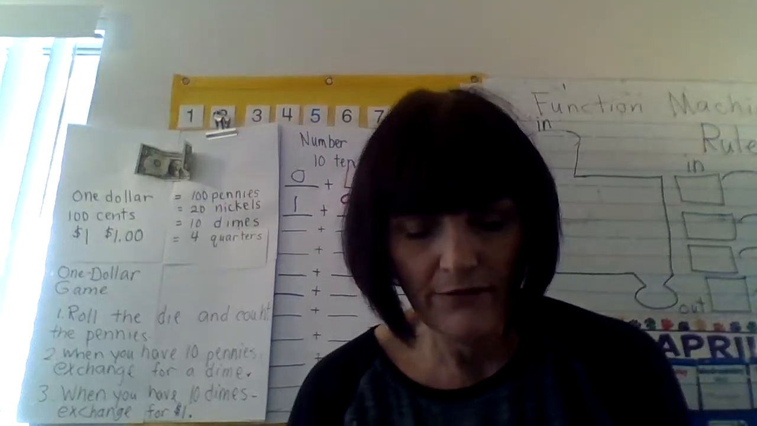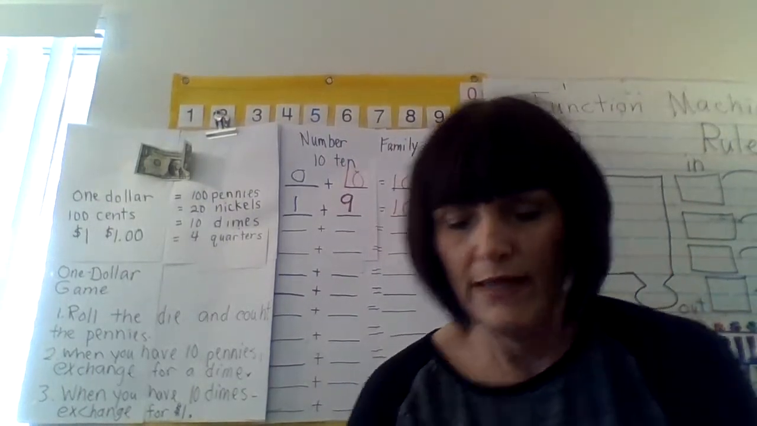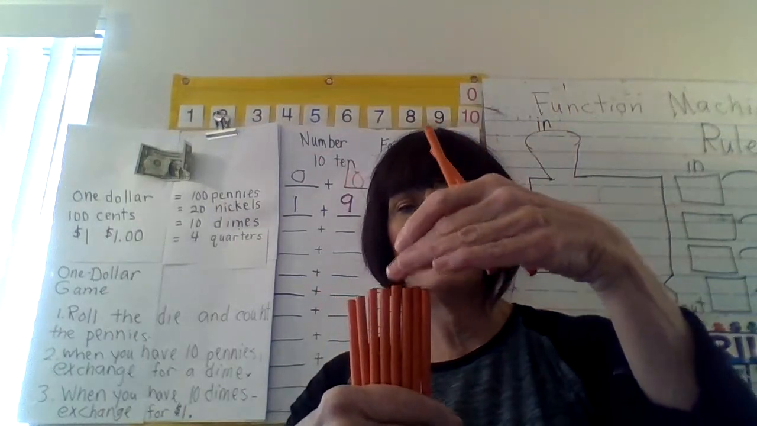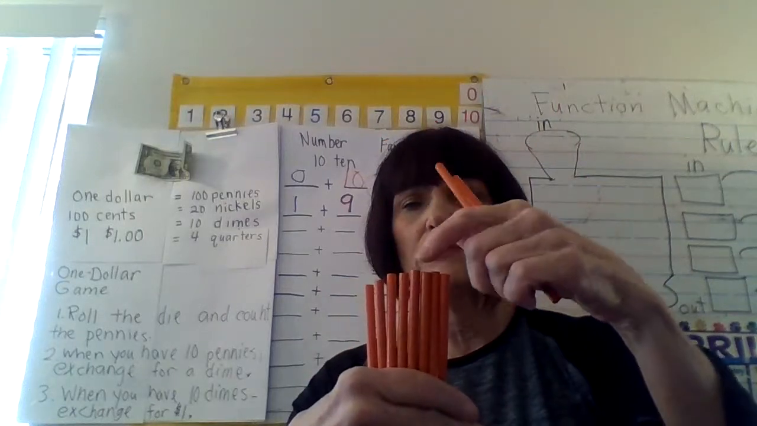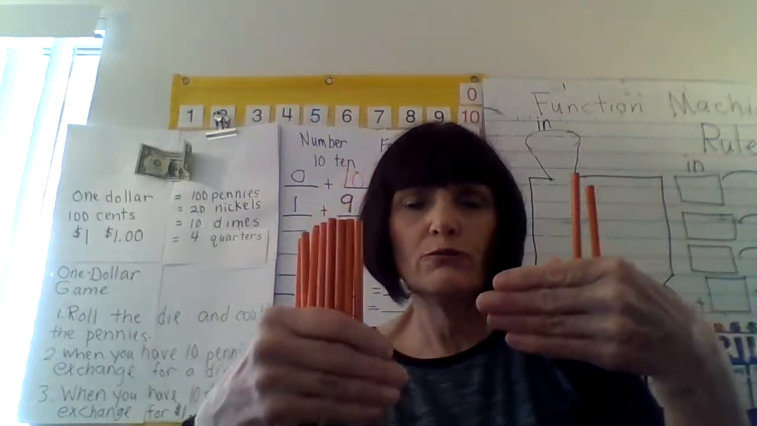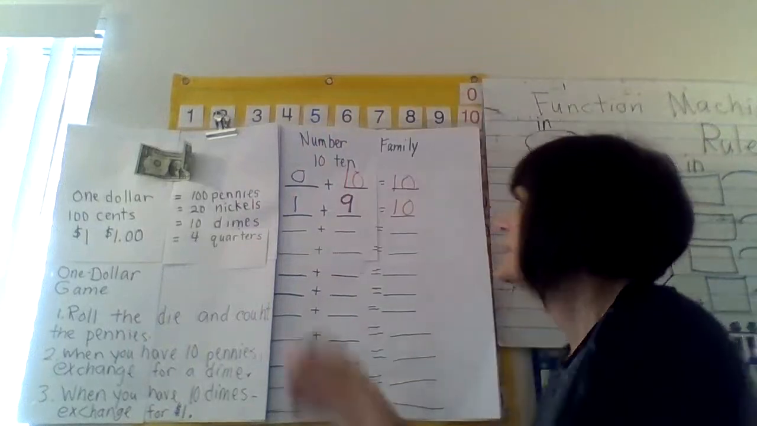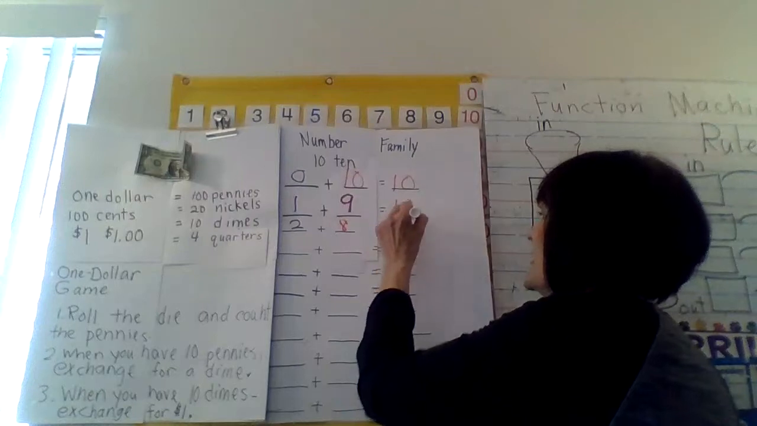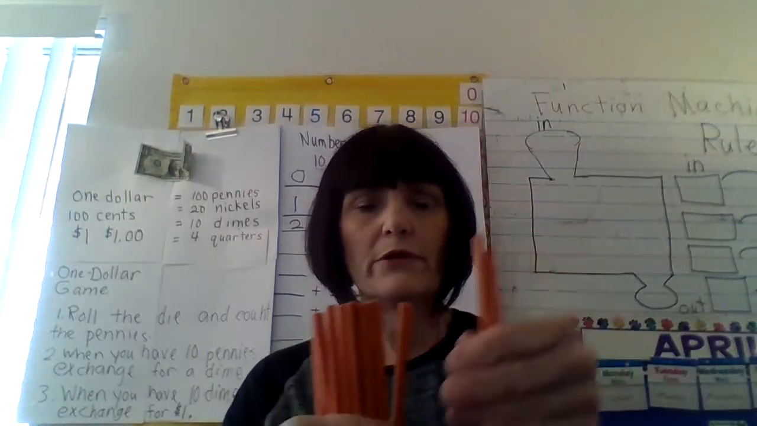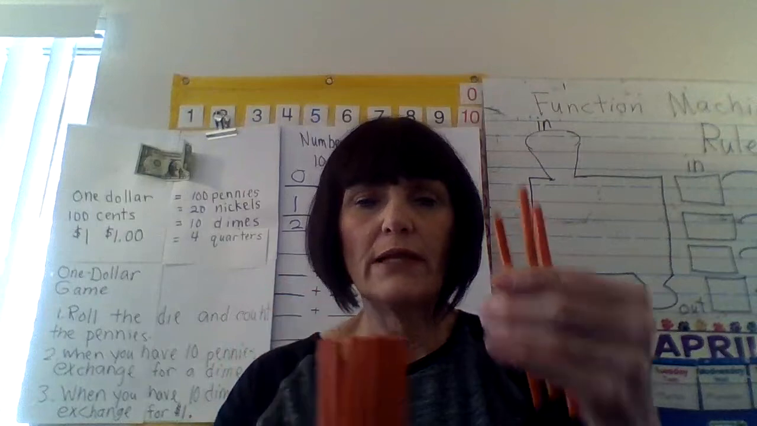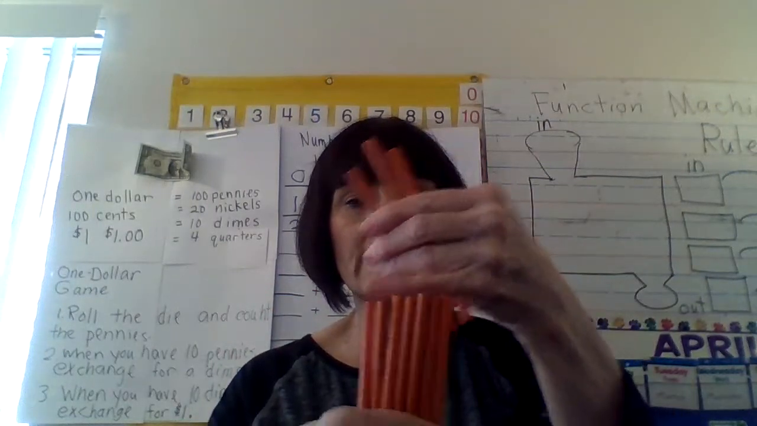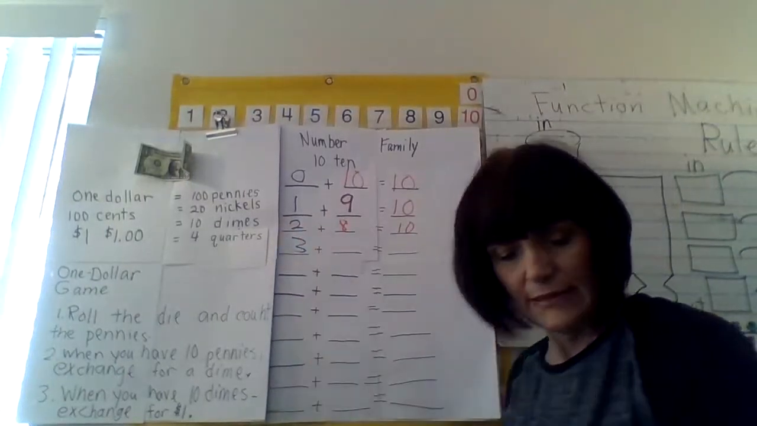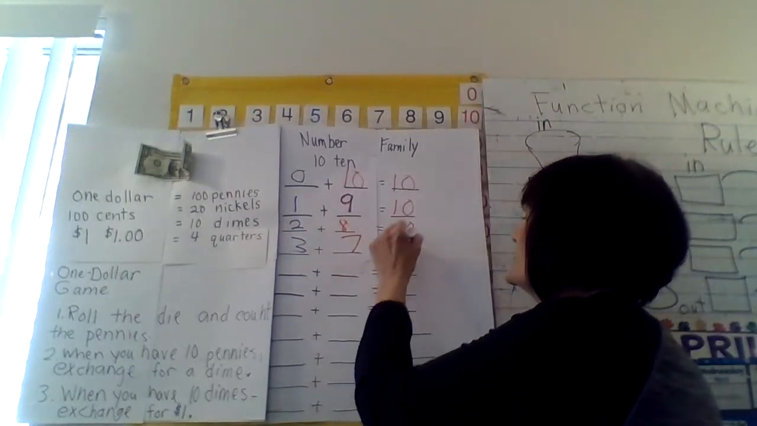If I put 2 in my left hand, how many will I have in my right hand? 1, 2, 3, 4, 5, 6, 7, 8. 2 plus 8 equals 10. The next one, I'm going to move one more over. 3 plus 1, 2, 3, 4, 5, 6, 7. 3 plus 7 equals 10.